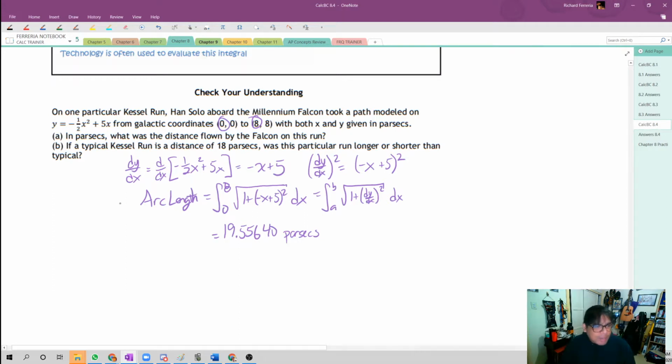Anyways, if a typical Kessel Run is 18 parsecs, was this particular run longer or shorter than typical? So this is longer than typical. By how many parsecs? 1.55640 parsecs. So that is arc length.